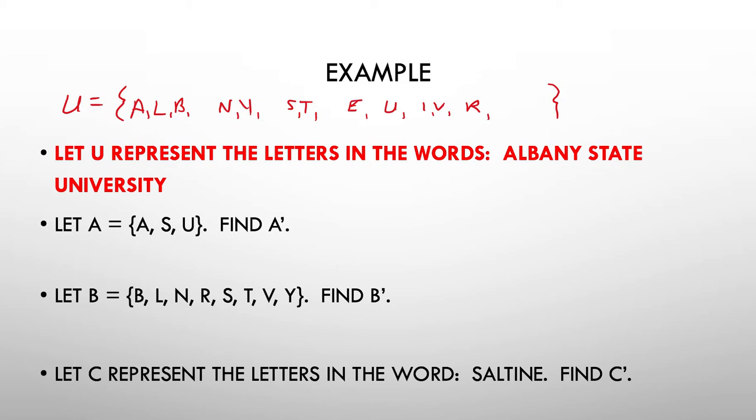All right, so let's work on our problem. It says that set A is going to have the letters ASU, and we want to find A complement. So I'm going to come to my universal set, and I'm going to cross off the A, the S, and the U. And A complement is going to be everything that is not crossed off. So that's going to be the L, the B, the N, the Y, the T, the E, the I, the V, and the R. So that will be the complement of set A if A is ASU.